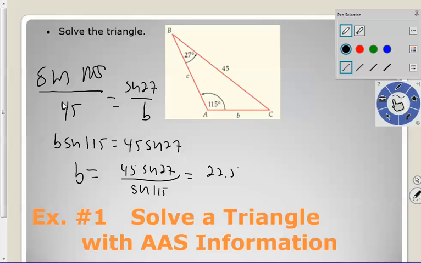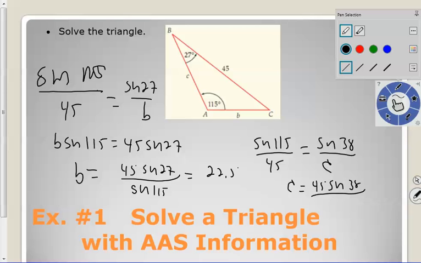And then if I want to get side C, I can do sine of 115 over 45 equals sine of 38 all over C. And I do the same thing. If I cross multiply, I'm ending up with C equals 45 sine 38 divided by sine 115. And that comes out to be about 30.6, right? Where did I get that 38 degrees? Well, that's because all three angles in a triangle add up to 180, in case you're wondering that. I think I kind of missed that.